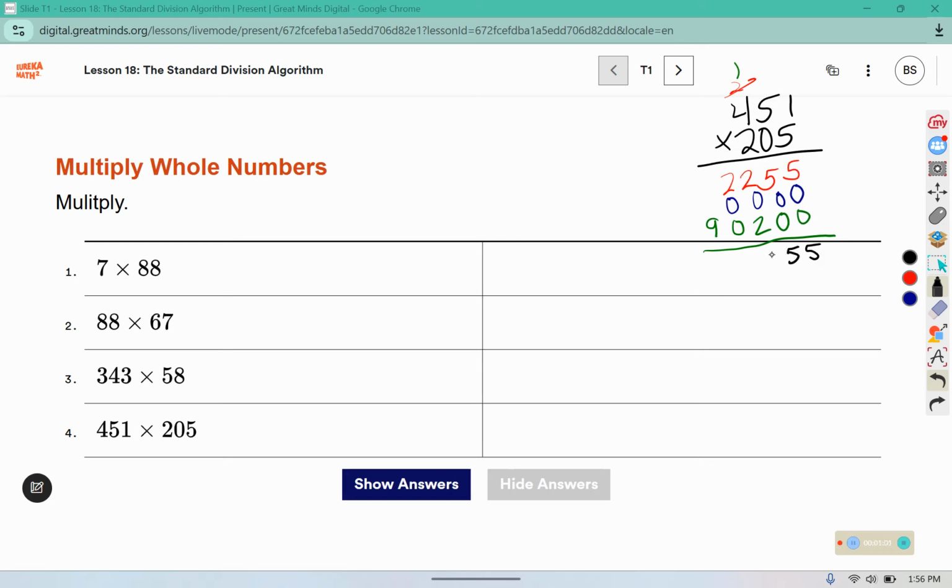5, 5, 4, 2, and a 9. So 92,455. Please complete the remaining 3.